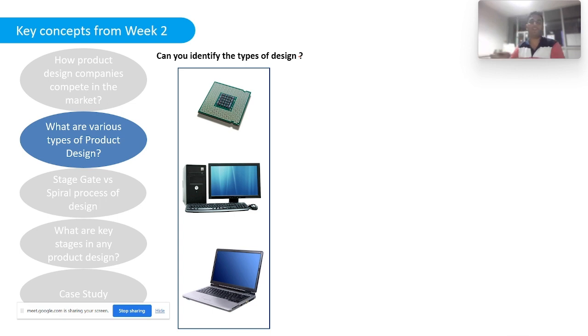Okay, so no, I'm asking about how we can differentiate various types of product design. I'm not asking how to conduct an activity, but more how we can categorize the various types of product design.